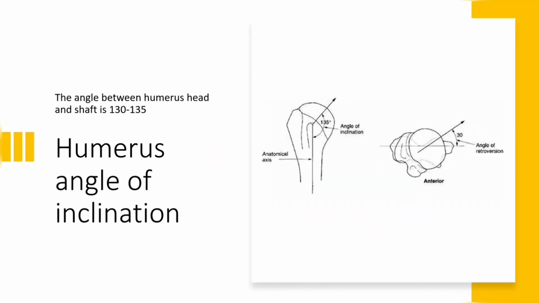If you look at the humerus in the frontal plane, we see that there is an angle between the shaft and the head of the humerus. This angle is known as the angle of inclination. It's approximately 130 to 135 degrees. And also we saw that in the transverse plane, the humerus is 30 degrees retroverted.